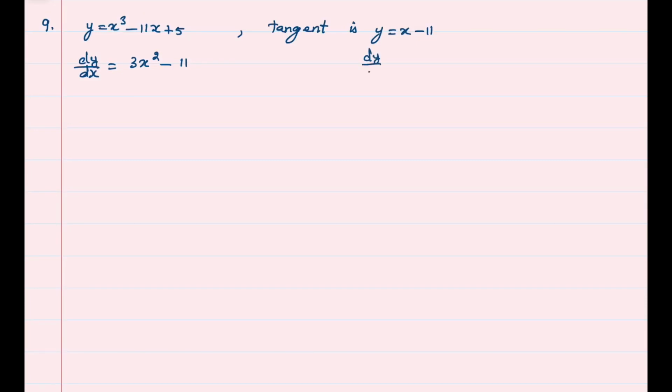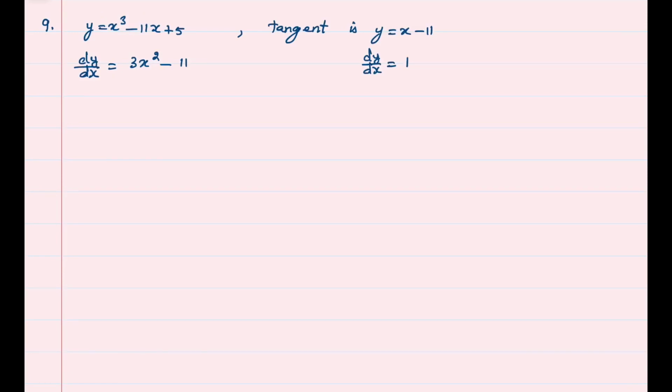Question 9. Find the point on the curve y equals x cube minus 11x plus 5 at which the tangent is y equals x minus 11. We will differentiate the curve equation and get dy by dx, which will be slope of the tangent. Derivative of x cube is 3 times x square minus 11 times derivative of x is 1 plus derivative of 5 is 0. Tangent equation is also given. We can get slope of the tangent by differentiation. Dy by dx is 1 minus 0, which is 1.